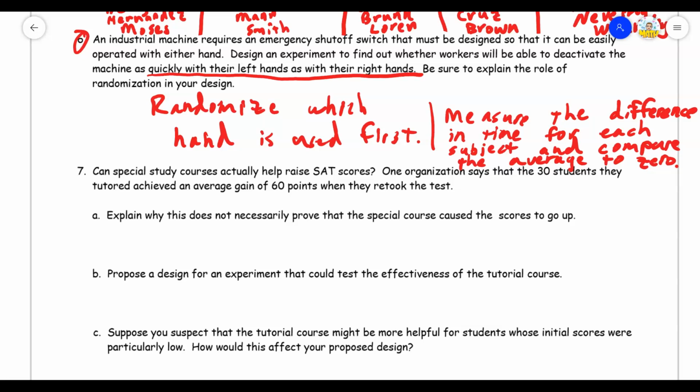And then we can take the average of all 20 differences, if we had 20 subjects, and compare that average to 0. If that average is significantly different from 0 in one direction or the other, then it would indicate to us that they're able to operate the switch more quickly with one hand as opposed to the other. We should subtract the same way every time: either take left minus right, okay, or take right minus left. It doesn't matter. Do one of those two, but do the same thing every time. So if it's negative and significantly less than 0, then depending on which way we subtracted them, we'd know which one they operated faster with.